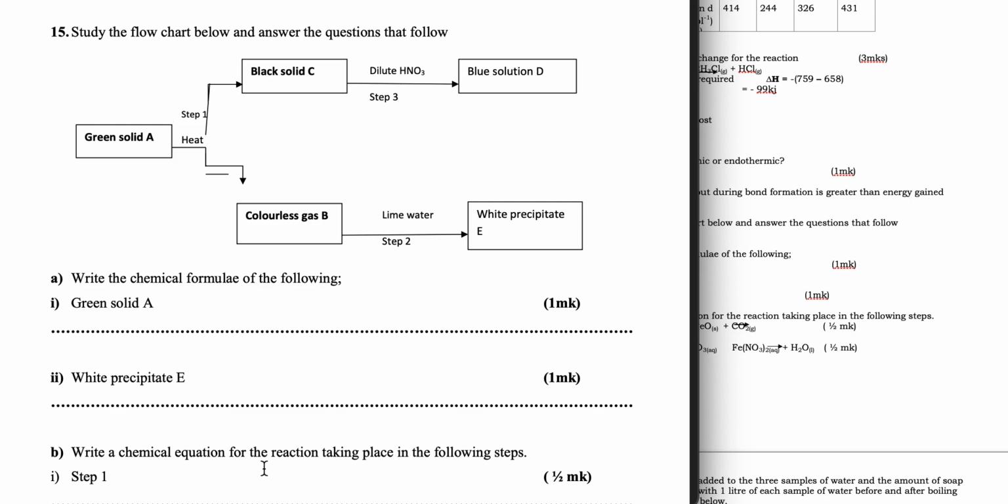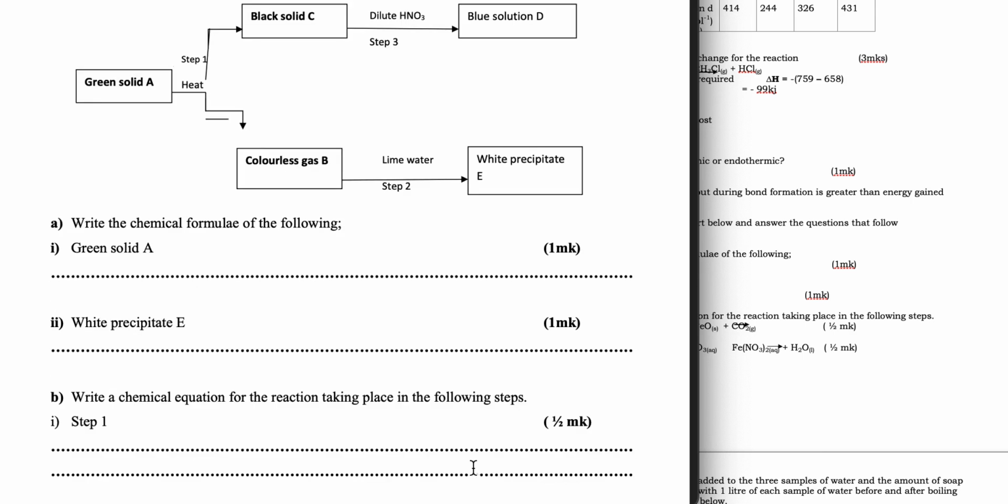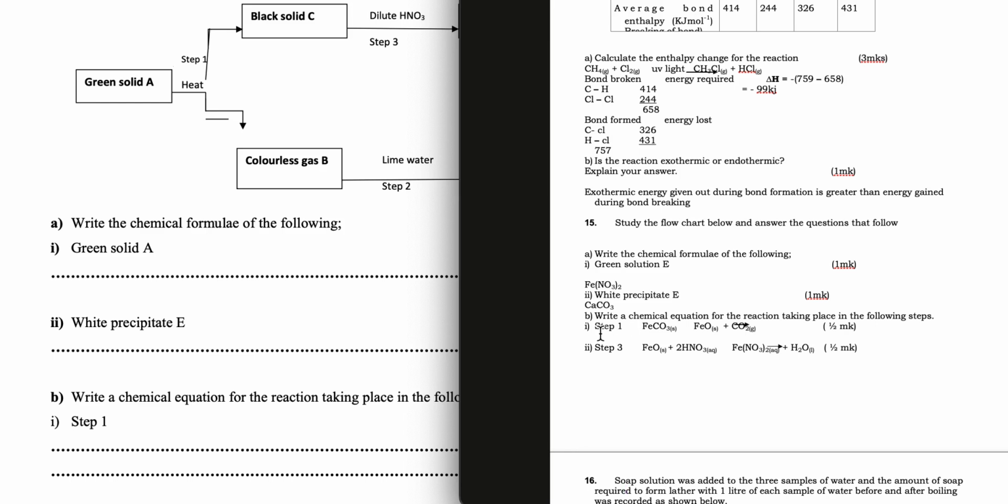Write a chemical equation for the reaction taking place in the following steps. Step 1, here, from step 1, that is for step 1. Step 3 is here.